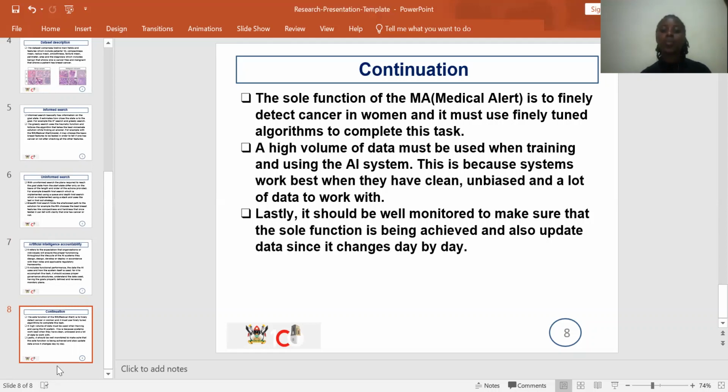And lastly, it should be well monitored to make sure that the sole function is being achieved. So many people do develop systems, but you do not just stop at developing, you rather continue and monitor and see if this system is really working at its best and how you wanted it to work. And then you can continue updating that data since it changes day by day. So the data changes and there is periodic updating of that data so that the system can continue working basically how you wanted it to work.